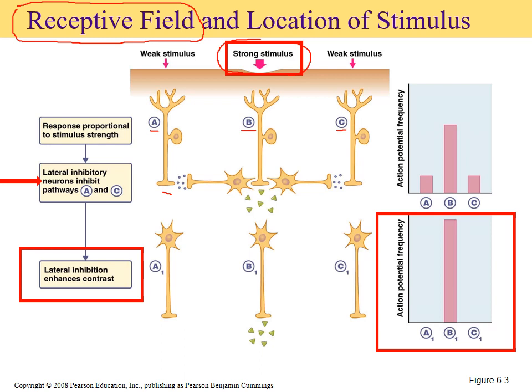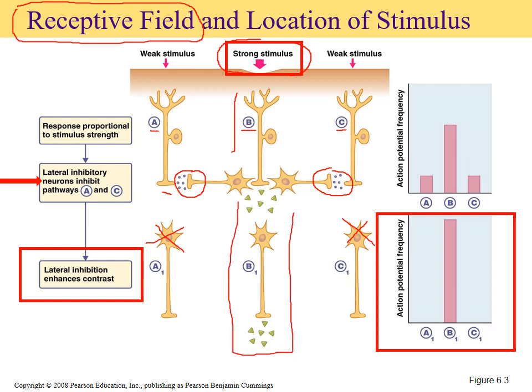But along the way, they will also inhibit the neurons that are on the lateral side, or on either side of them, and they will diminish the response from those neurons. And by diminishing the response from A and C, it makes it easier for the brain to interpret that the strong stimulus actually corresponds to the location of the B neuron. So it allows you to enhance where the stimulus is coming from.